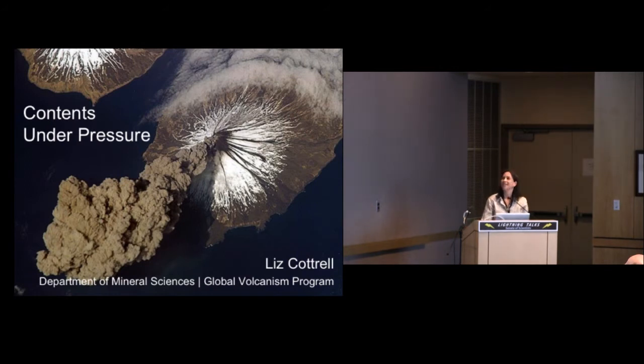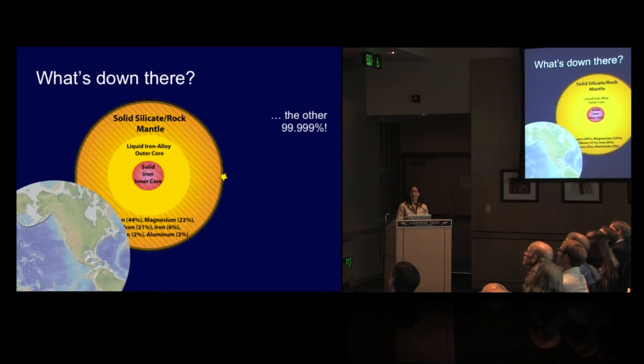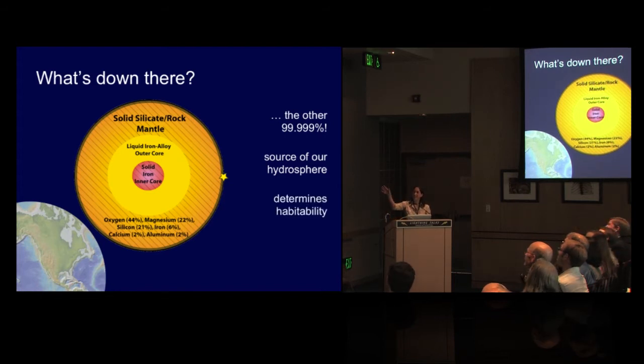Okay, so I like to say that I study the other 99.999% of the planet. Underneath all the scum at the surface, we have the deep earth. We've got a rocky mantle, that's the orange up there, that's silicate solid rock, surrounding a nougat center of liquid iron alloy. Okay, this is important.